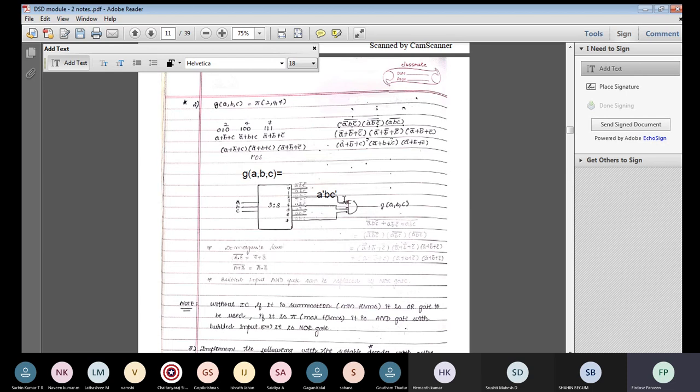So what I should do is put a bubbled input AND gate over here, and I'll be getting this as output. If I don't put a bubble here and put a simple AND gate, what I'll be getting as output is A bar B C bar into A B bar C bar into A B C. Because I want this as my expression, I'll be putting a bubble at the input side. Okay.